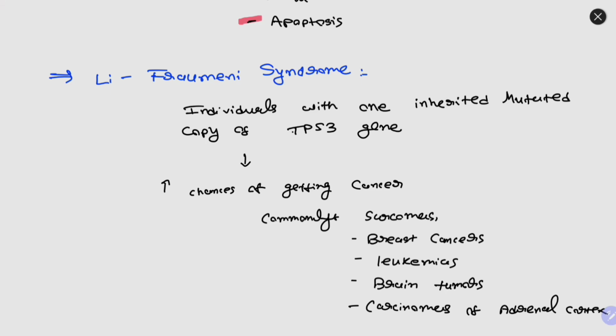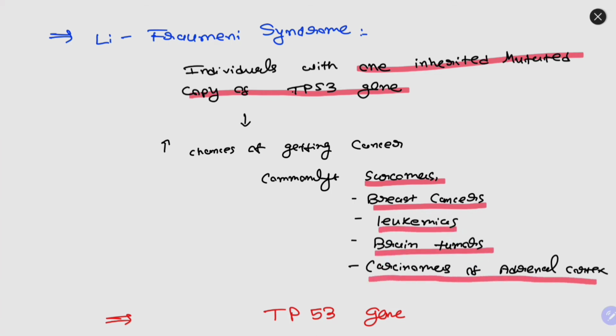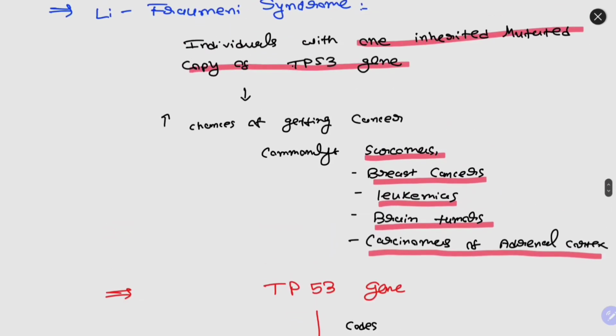It is nothing guys, it is just that an individual has one inherited mutated copy of the TP53 gene. Yes guys, there would be one mutated copy of the TP53 gene inherited in the individual, due to which there would be increased chances of getting cancer. And which cancers, guys? Sarcomas, breast cancers, leukemias, brain tumors, and carcinoma of the adrenal cortex. So in Li-Fraumeni syndrome, these cancers are common.